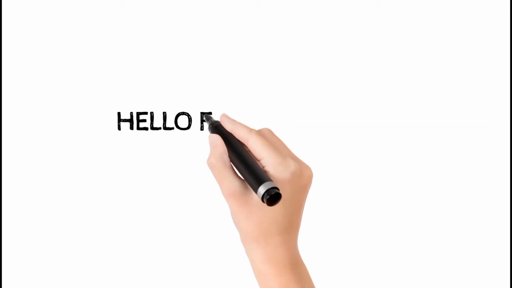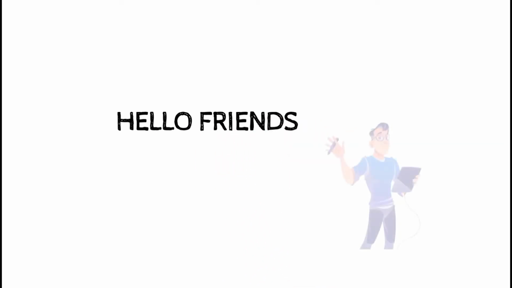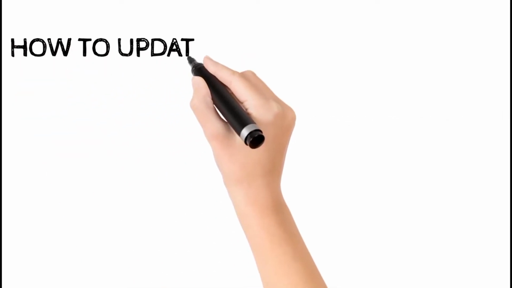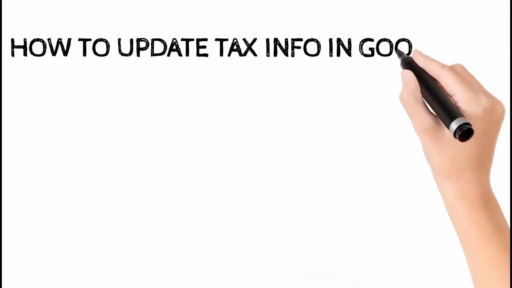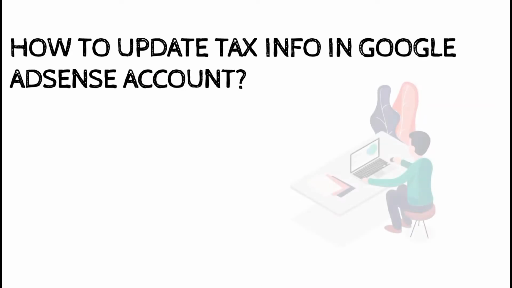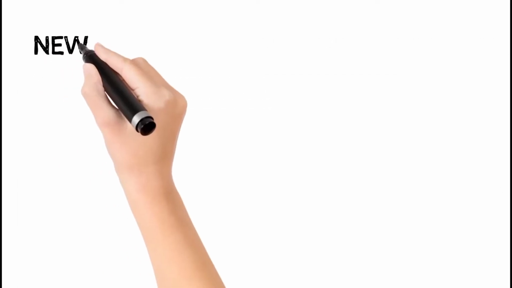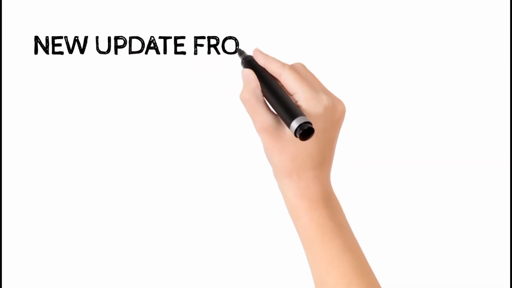So friends, YouTube has come up with a new rule, and the rule is to update the tax information in your Google AdSense account. There is a form we need to fill, and we need to fill that on or before 31st May 2021. If we fail to do this, then we will be charged 24% tax from the views we are getting from United States. Okay, so that is the update we have.